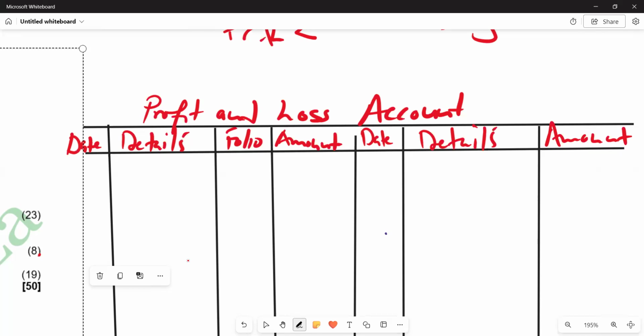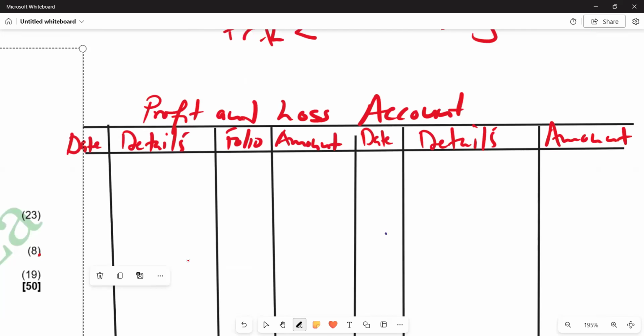Remember, in the profit and loss account, we are going to have a list of our income and then a list of our expenses. The basic is that expenses come on the debit and our incomes are listed on the credit. Also, when transferring gross profit from the trading account, the gross profit goes on the credit side and gross loss goes on the debit side.